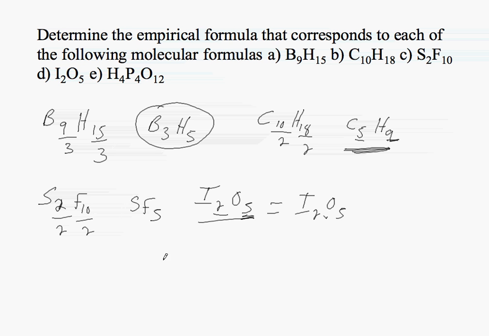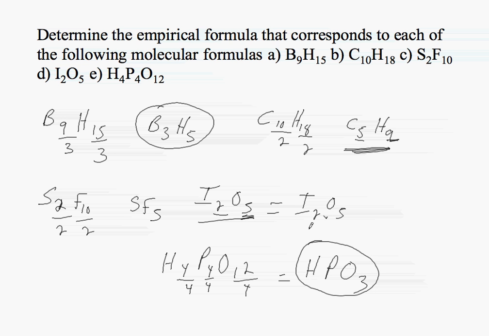And if we look at our last one, H4P4O12, is there a number that will evenly go into 4, 4, and 12? And the answer is yes. Divide that by 4, divide that by 4, divide that by 4, which would give us an empirical formula of HPO3. So this is the empirical formula. That's a wrap.